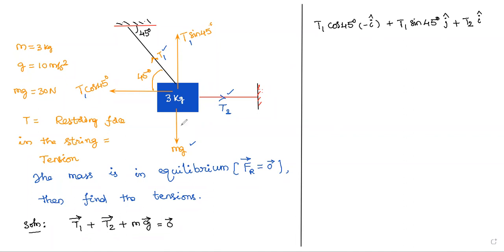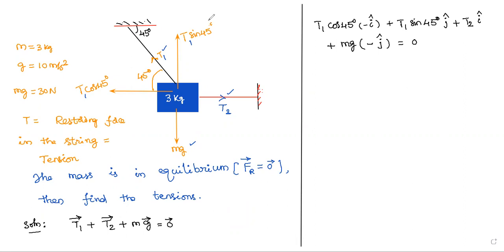Next mg. Now you say, Nana, mg is in what direction? Downward direction. Downward in the coordinate system, you say, minus J cap. Very good, minus j. That is correct. Negative y-axis. Correct, Nana. Lahari, it is minus j cap, negative y-axis means minus j cap. So all together equals 0. Again 0 bar, also the null vector.